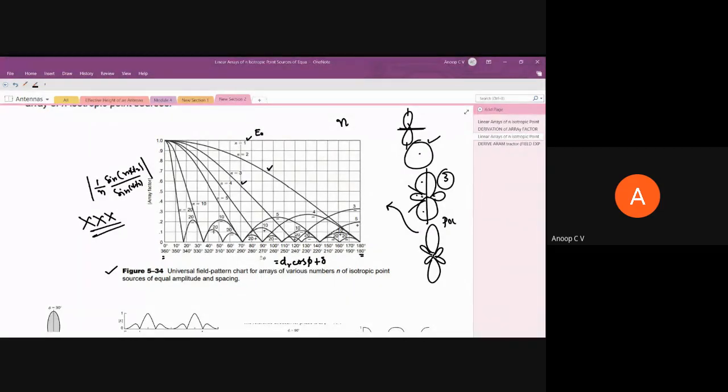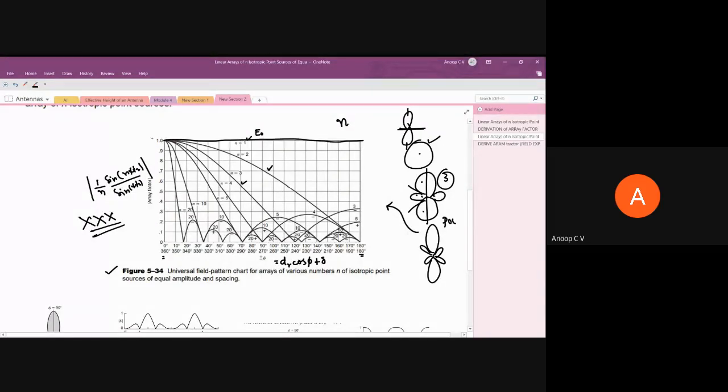Is it clear? Sir, for E naught, that is when n equal to 1, is that just a horizontal line? Yes, it's a horizontal line. It's not highlighted, I'll highlight it. I'll tell you how it comes.